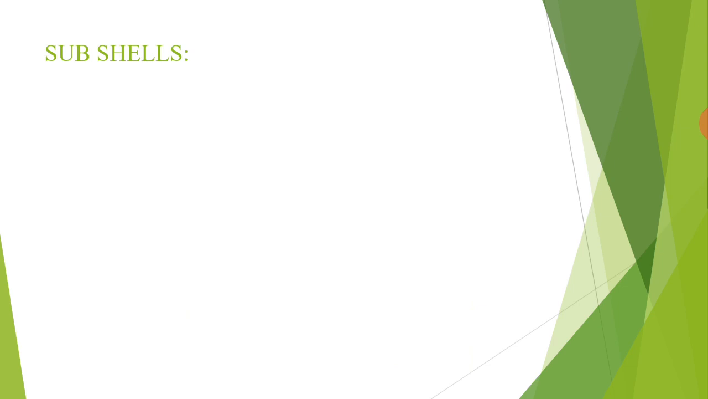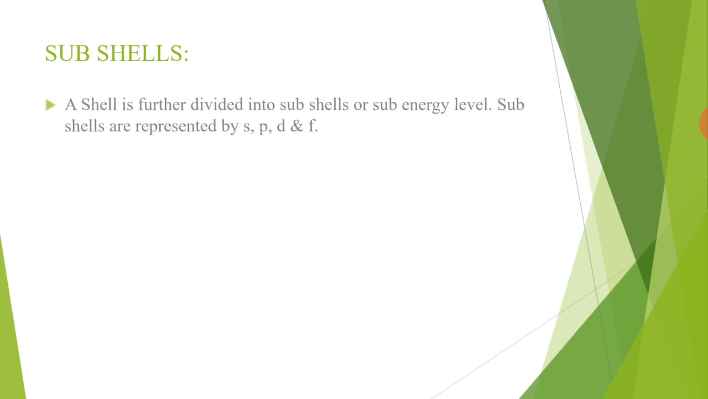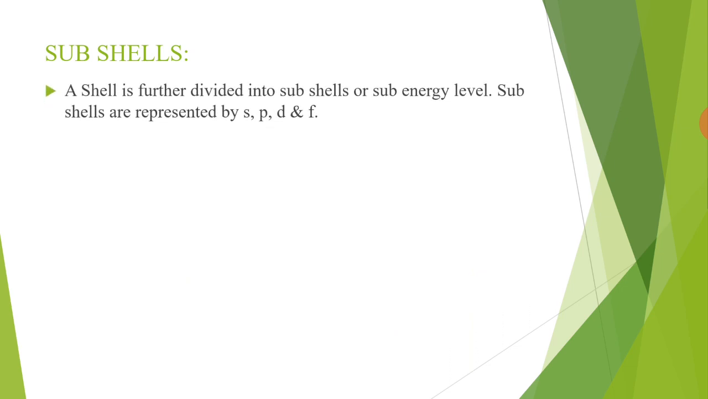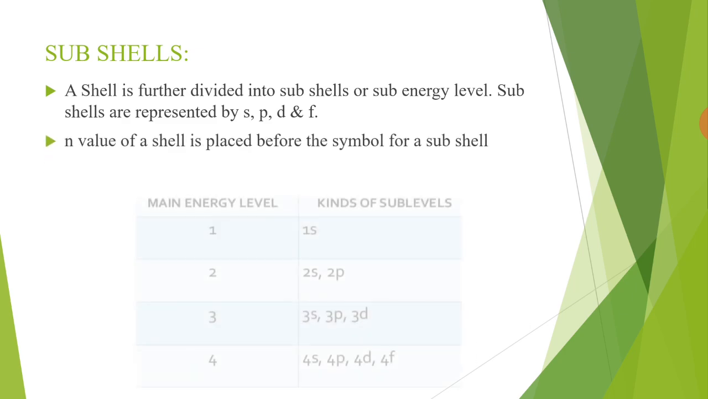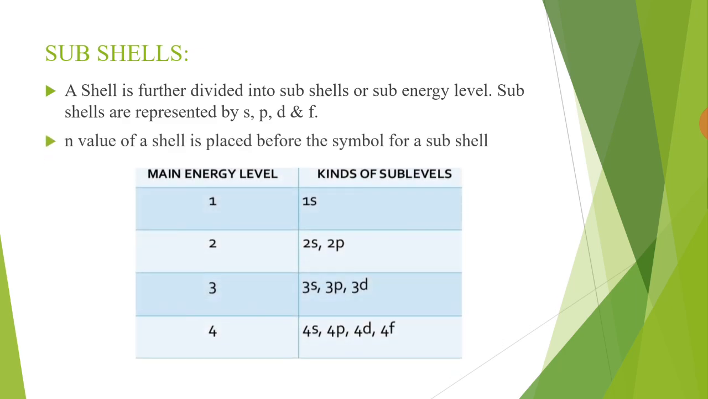Now subshells. A shell is further divided into subshells or sub-energy levels. Subshells are represented by s, p, d and f. The n value of a shell is placed before the symbol for a subshell. First energy level has only one subshell, that is 1s.